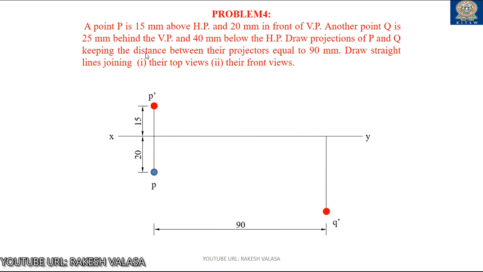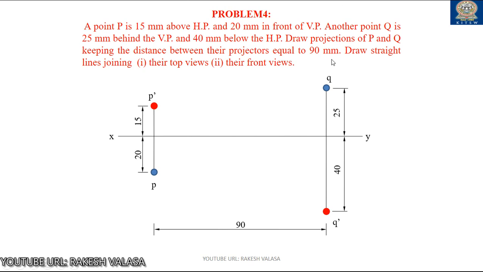The next one is Q is 25 mm behind the VP. You can see the 25 mm behind distance on the top view side. This projection falls on the horizontal plane. When you rotate that horizontal plane 90 degrees, that point moves above the XY line. This is the 40 mm. This point is Q. The distance is 25 mm behind the VP.